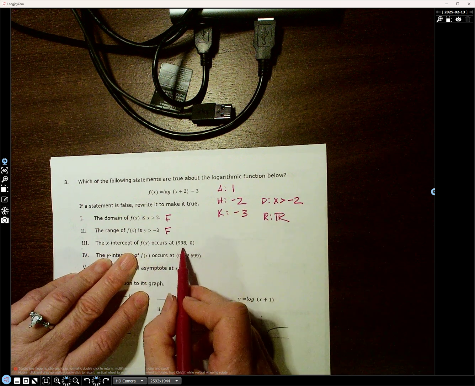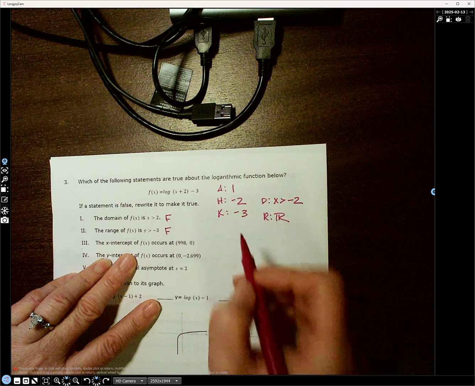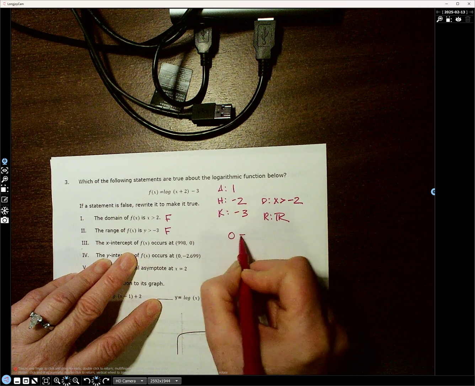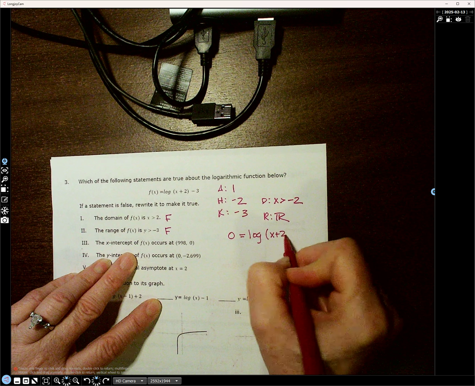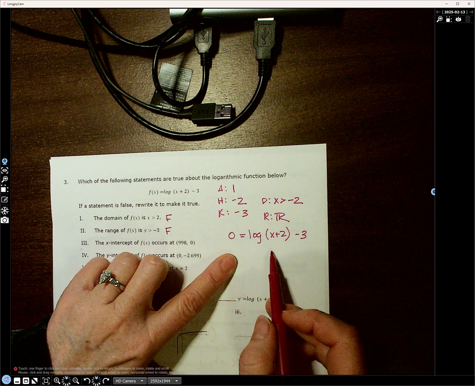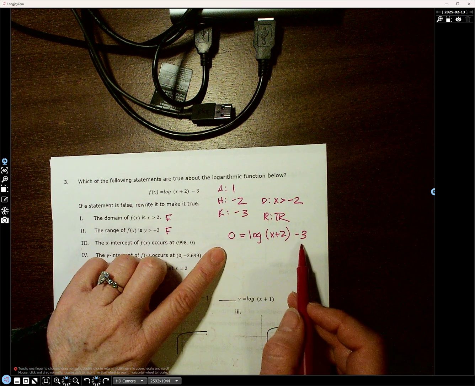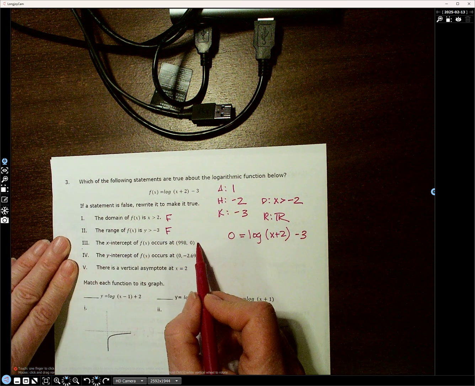X-intercept occurs at 998, 0. Well, the x-intercept is going to occur when y is 0, so I could solve that. On a calculator, I could solve it by saying y equals 0 equals the log of x plus 2 minus 3. I could plug that into the calculator and find the intercept. I could solve it, but I don't want to get into solving because we haven't done that yet. So let's leave that for now.